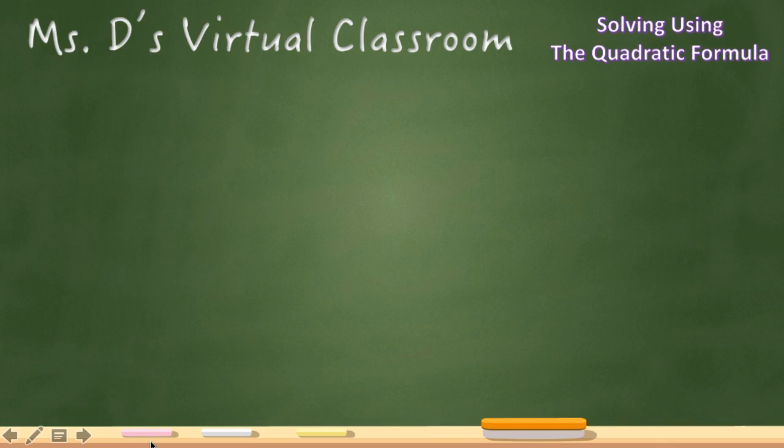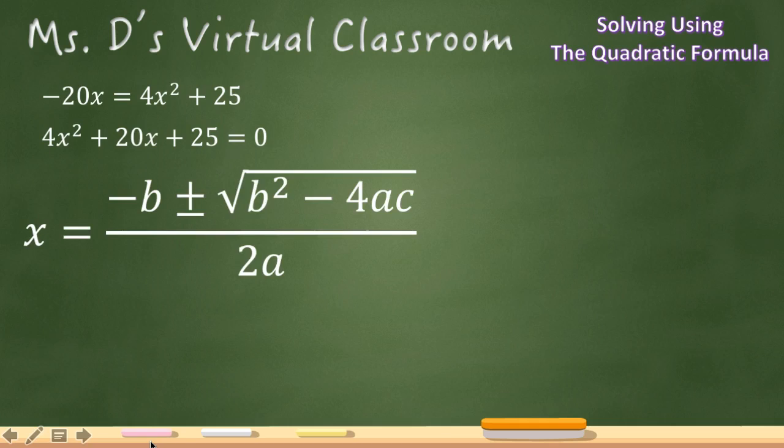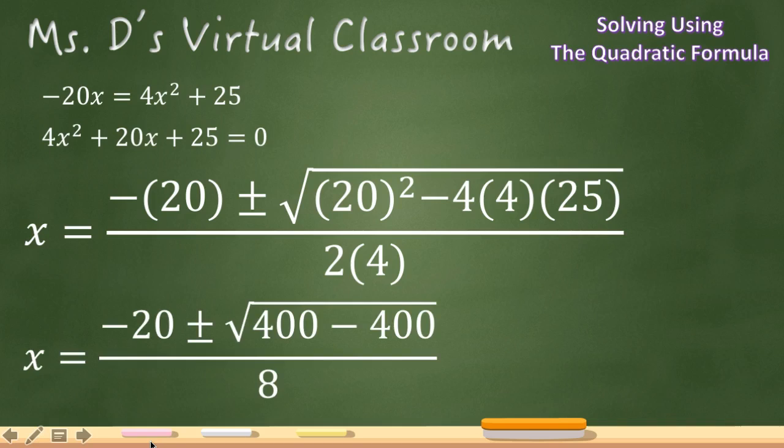Here's another quadratic. Negative 20x equals 4x squared plus 25. First, set the equation equal to 0 by adding 20x to both sides. Then, using the quadratic formula, plug the coefficients a, b, and c into the correct places. You should have negative 20 plus or minus the square root of 20 squared minus 4 times 4 times 25 all over 2 times 4, which simplifies to be x equals negative 20 plus or minus the square root of 400 minus 400 over 8.